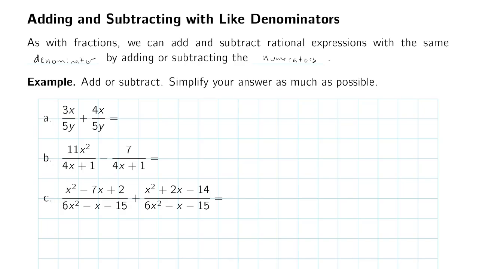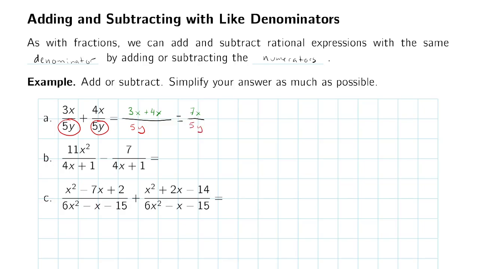So these two rational expressions have the same denominator, 5y. So we can add them, keeping that same denominator, 5y, by adding the numerators, 3x plus 4x. Those are like terms, so we can combine them. We end up with 7x over 5y.